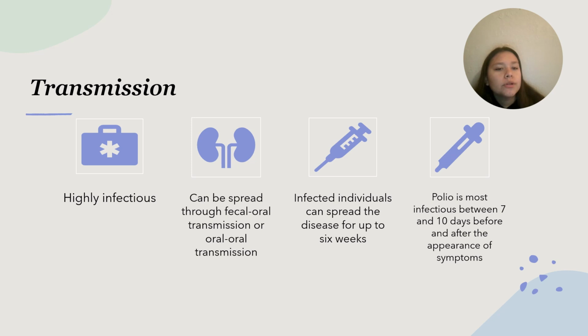Transmission. Polio is highly infectious. It can be spread through fecal-oral transmission or oral-oral transmission. This is usually because of poor hygiene or if you were to ingest food and water that was contaminated with feces. Infected individuals can spread the disease for up to 6 weeks, even if they are asymptomatic. And polio is most infectious between 7 and 10 days before and after the appearance of symptoms. But transmission is possible as long as the virus remains alive in the saliva or feces.